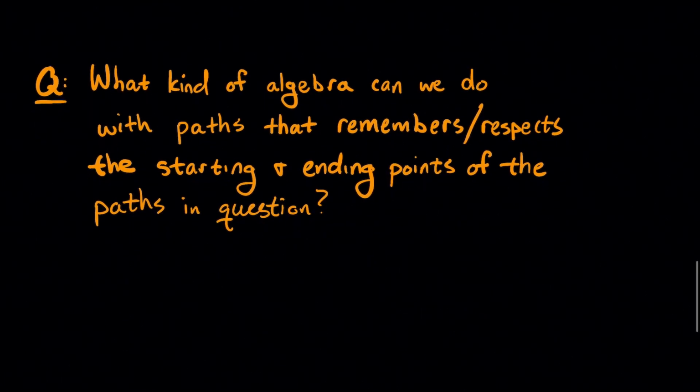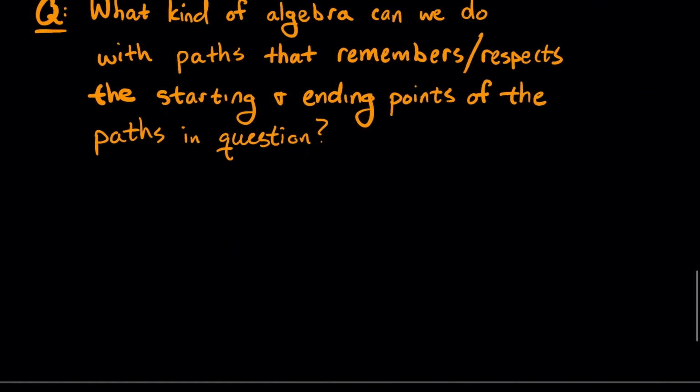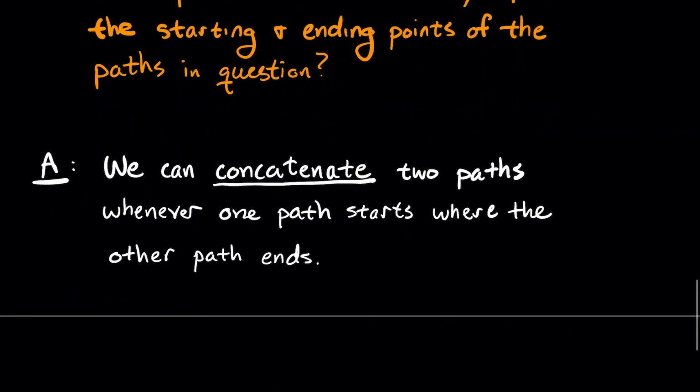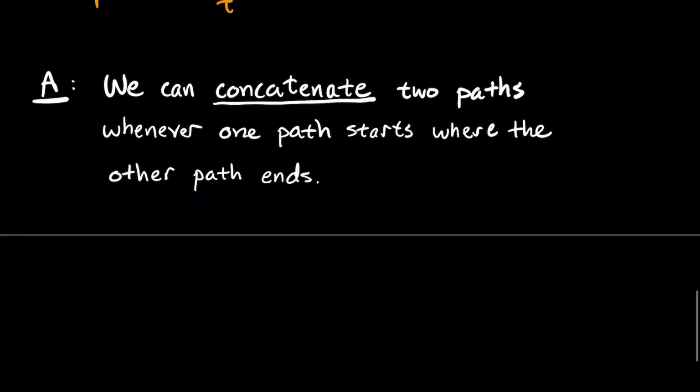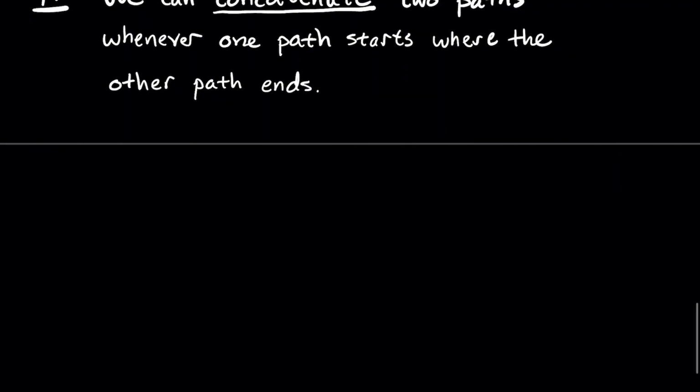Another question you might have is, what kind of algebra can you do with paths that remembers or respects the starting and ending points of the paths that you're playing with? In college algebra, you learn that you could take the sum, difference, product, or quotient of 2 functions. That's great algebra. Or you could take composition of functions and you get a function. That's all good algebra. What I'm going to tell you about is another operation we can do that you haven't seen before. We can concatenate 2 paths whenever one path starts where the other path ends.